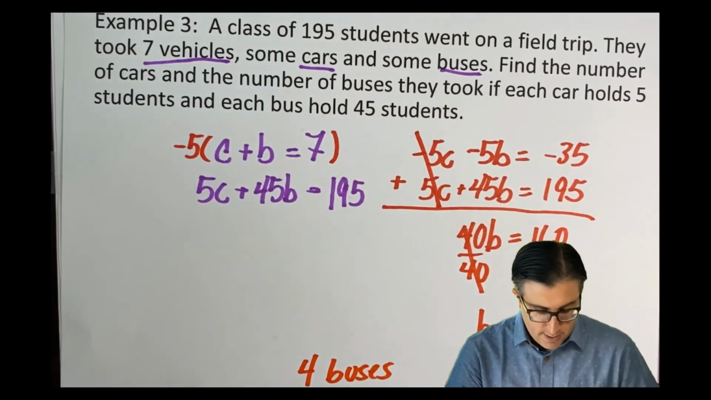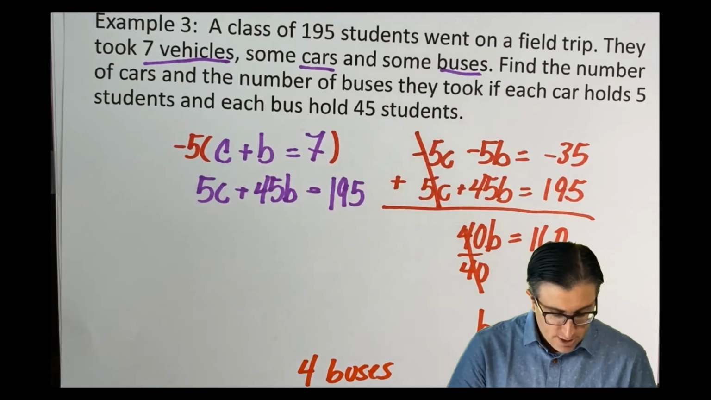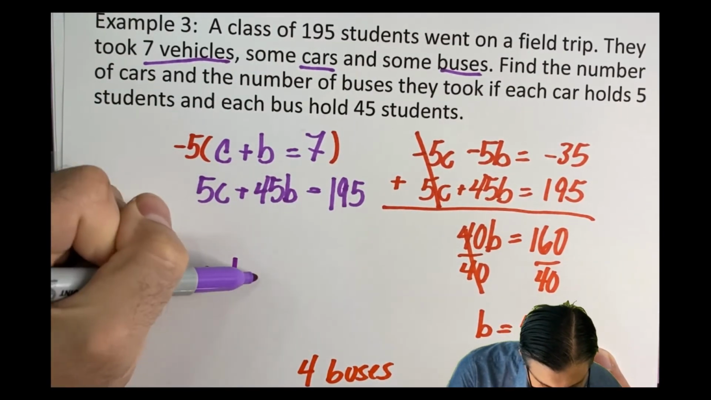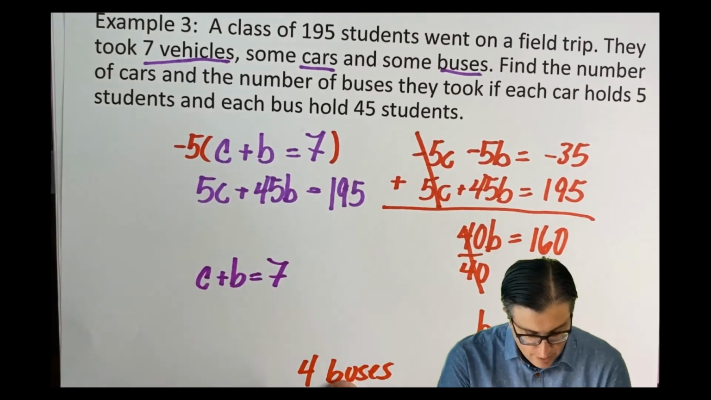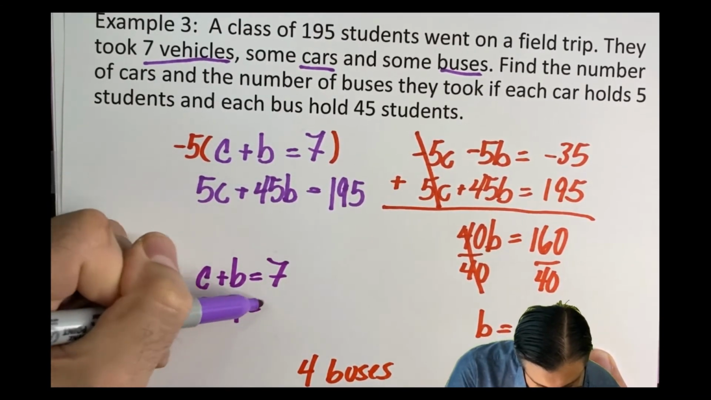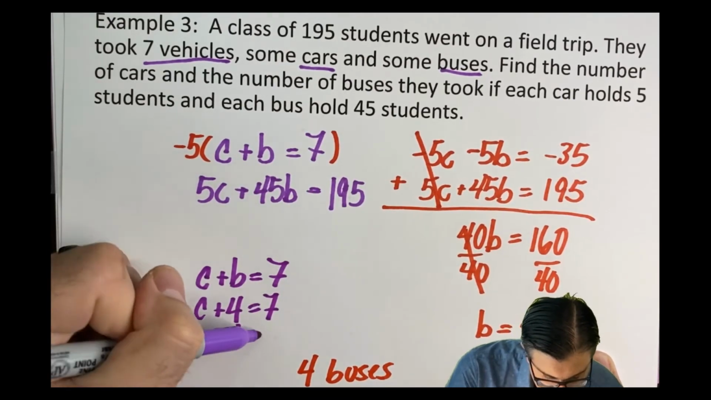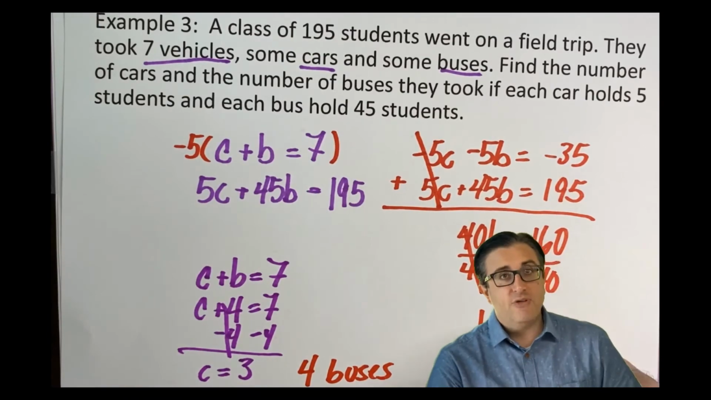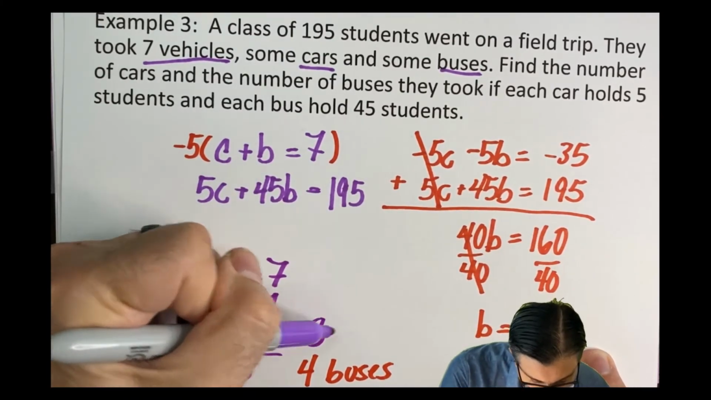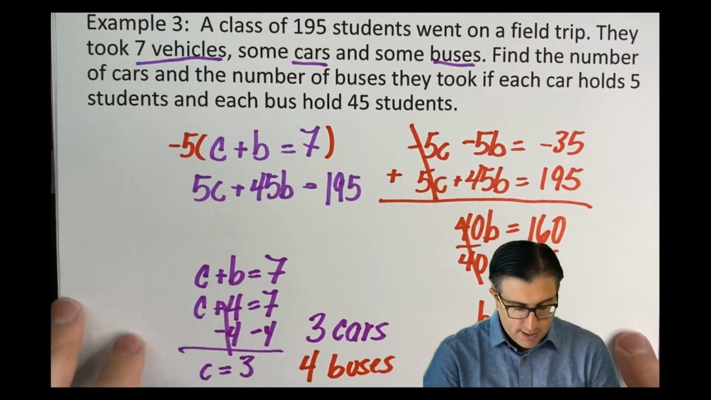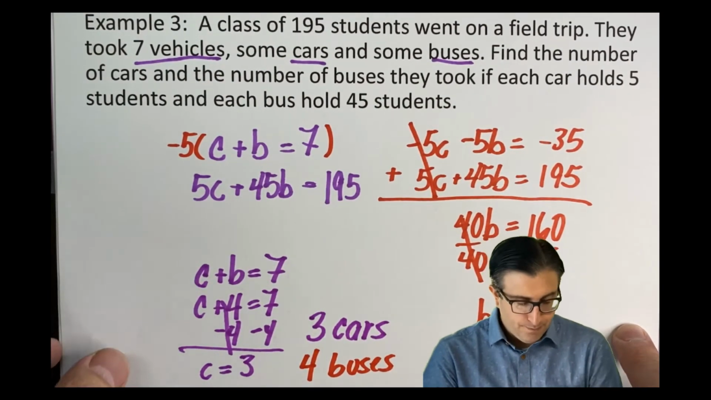If there are 4 buses, we need to now find out how many cars there were. Going to go back to that top equation. That's the easier one. C plus B equals 7. 4 buses means that's cars plus 4 equals 7. Subtract 4. You find out that C equals 3. That C stood for cars, so there are 3 cars on this trip. 4 buses, 3 cars.